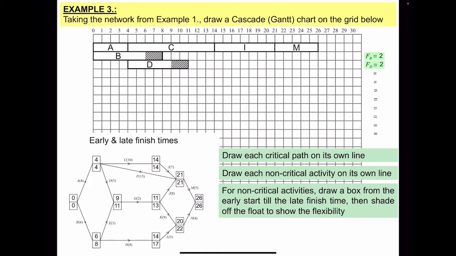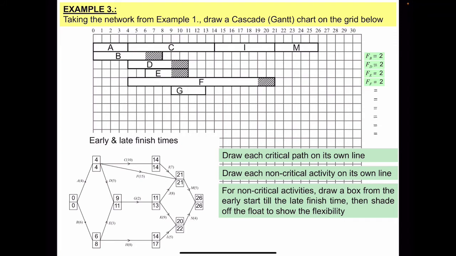Then the next one is E. E starts at 6 and finishes at 11, but when you look at the float it is 2, so again shade the last 2. Sometimes I just do from 6 to 9 and then I add the float. It doesn't matter, it depends on your preference. So the next one is F. F starts at 4, finishes at 21, and there is a float of 2, so the last 2 squares.